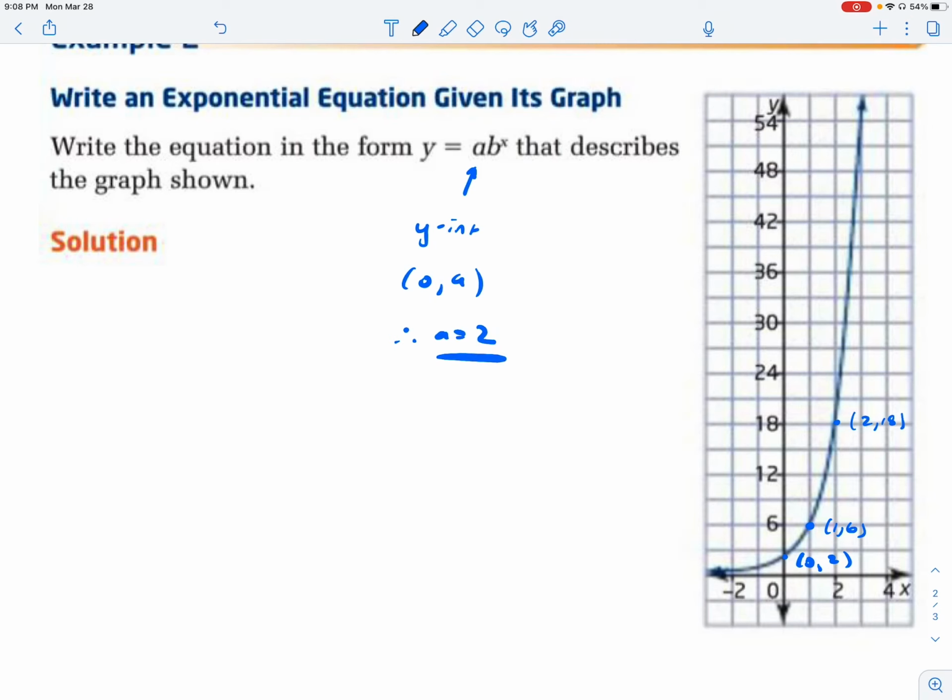It's a little bit hard to tell, but I'm going to summarize this in a table. I'll take the few points that I have here: 0, 2; 1, 6; 2, 18. If I could get 3, I would. For 3, I'm not sure where we're at. It looks like about right up here, 54. Yeah, it looks like we got 3, 54.